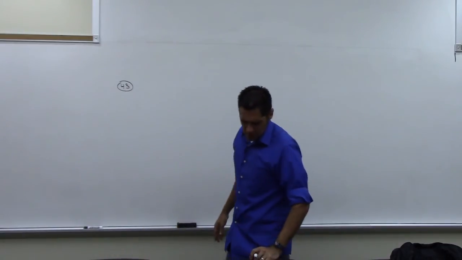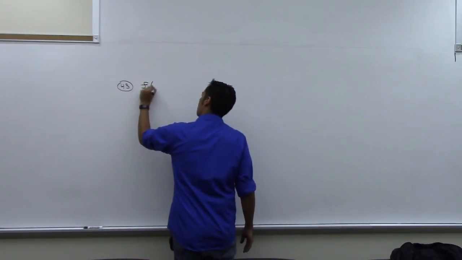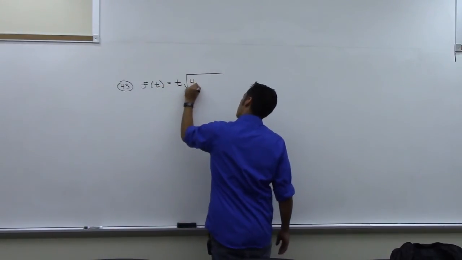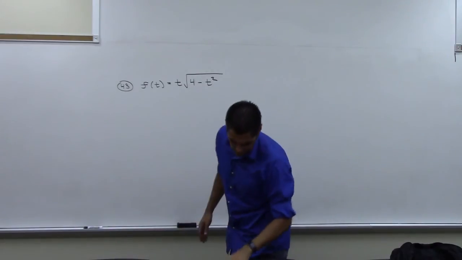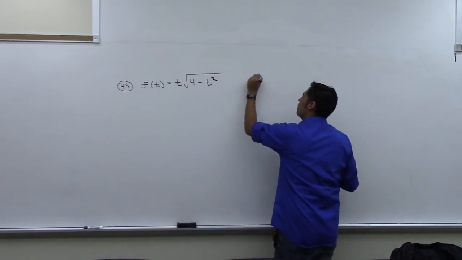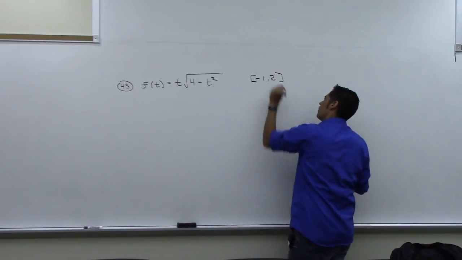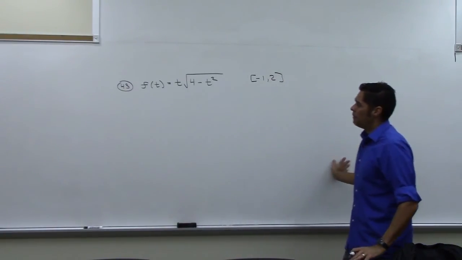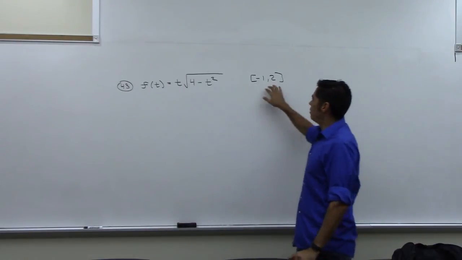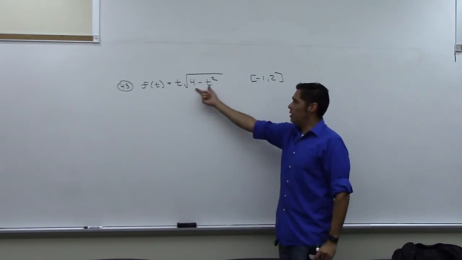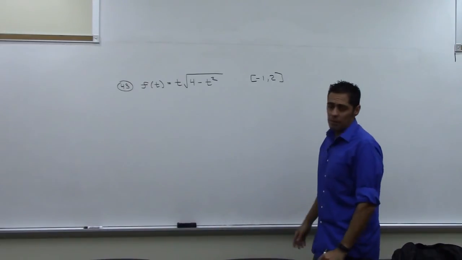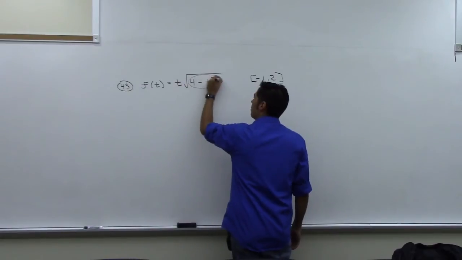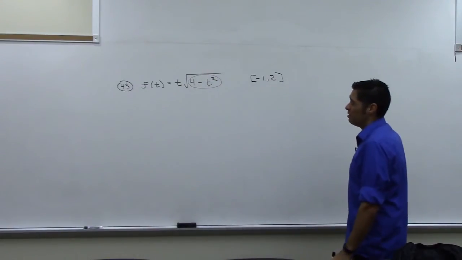43. f of t equals t square root 4 minus t squared on the interval -1, 2. All right. So we actually do have to worry a little bit about our domain here. Is this a continuous function on this closed interval? Well, we have a root in here, and we know that the root can present some issues. So we need to ask ourselves, can this ever be a negative number, right?